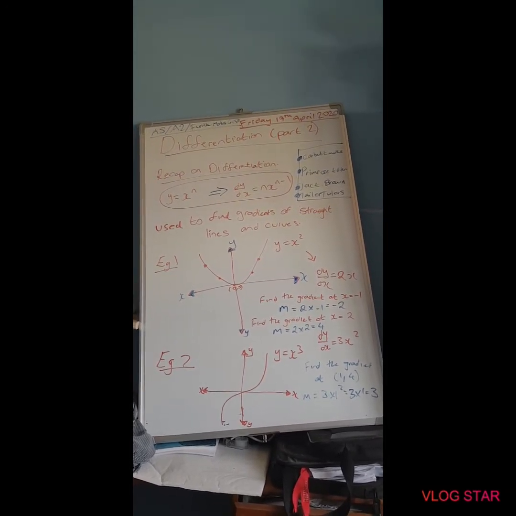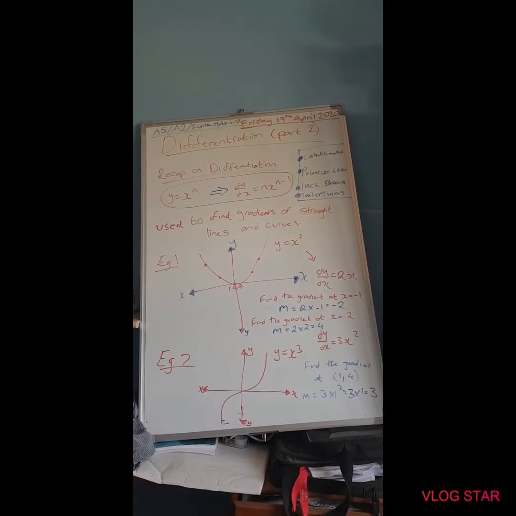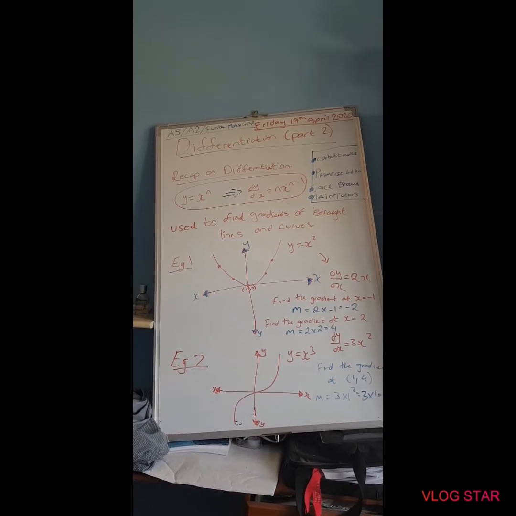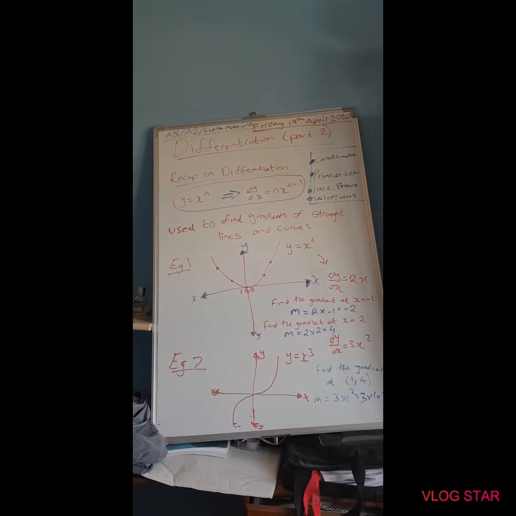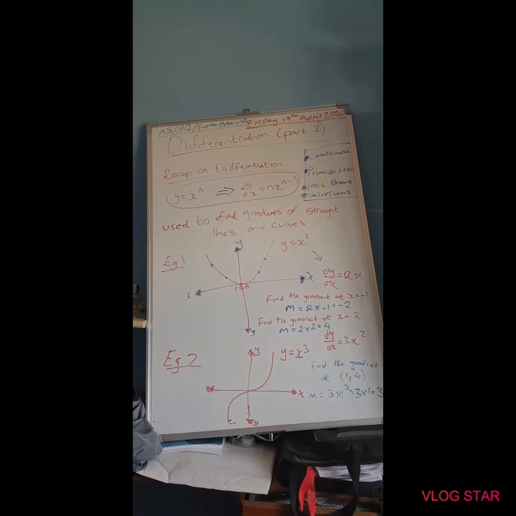So y is equal to x squared, so dy by dx here is going to be 2x. The power comes down as a multiplier, so it's nx to the n minus 1. So it's 2 times x to the 2 minus 1 for the power. So dy by dx is equal to 2x.